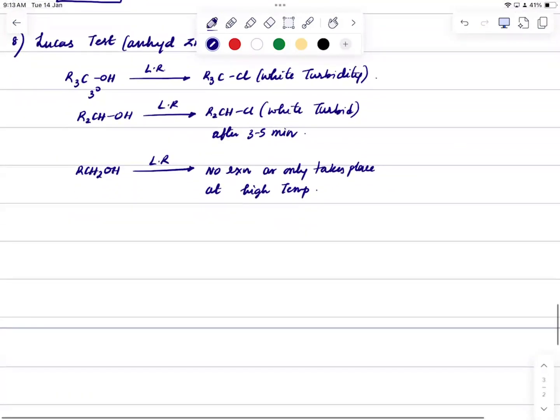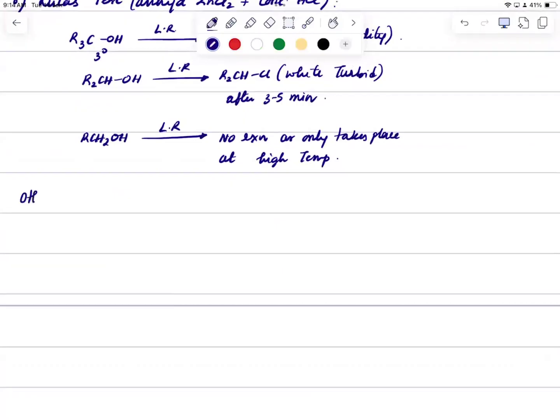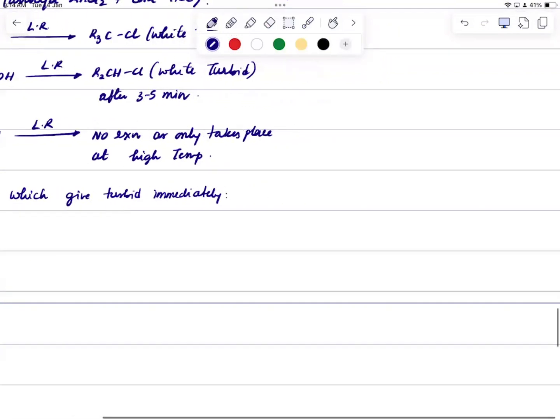Right. This is about the Lucas test. Next one is about the Lucas test. Now, other alcohols which give turbid immediately. If this has to give turbid immediately, it has to be a stable carbocation.